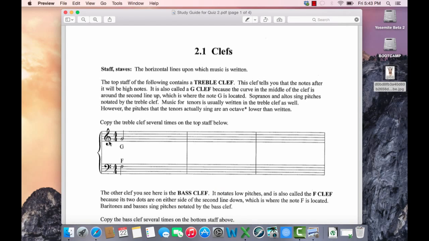The treble clef is also called the G clef because it spirals around this G line. Any note on this second line is going to be G. The bass clef is called the F clef sometimes because its 2 dots surround the F line in the bass clef. So please practice drawing the treble clef and the bass clef, and hopefully they start to look better as you get farther off to the right here.